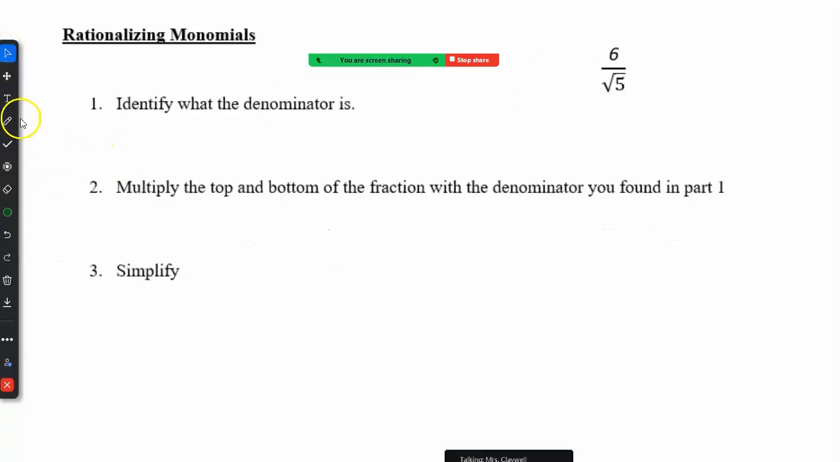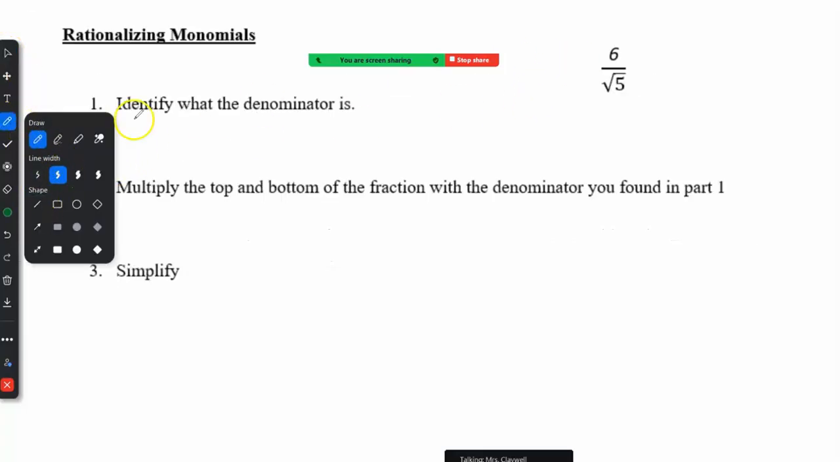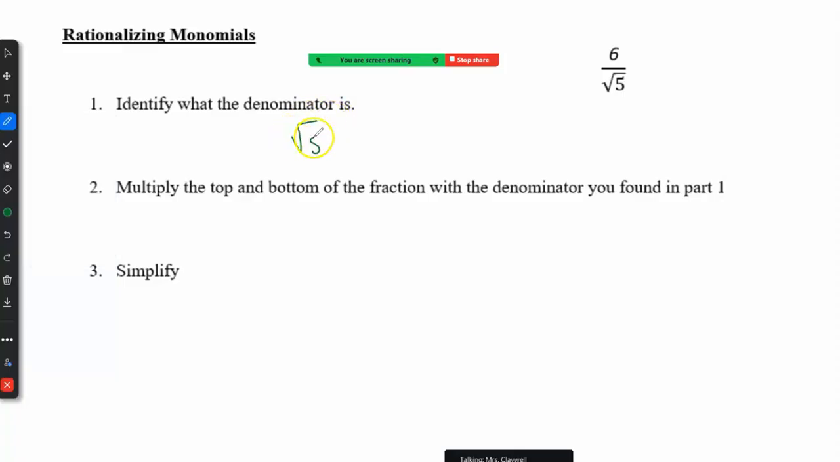So here, I do not want this 5 in the denominator. So the denominator is square root of 5. Multiply the top and the bottom by what you found in the denominator. So if I want to multiply the denominator by negative square root of 5, I also have to do that to the numerator. So you can think of this as like a fancy one. That's the same as like square root of 5 divided by square root of 5 is 1. So I'm just changing the form.